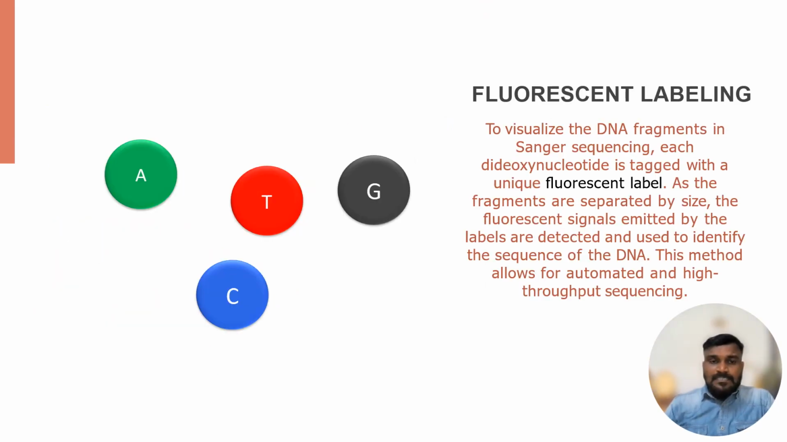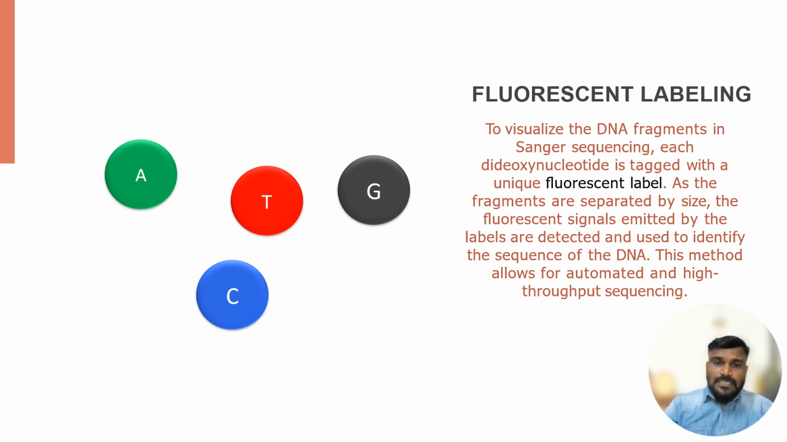Fluorescent labeling is the next concept where these dideoxynucleotides are labeled with unique fluorescent label. For example, A nucleotide is labeled with the green fluorescent dye, T with the red, and C with the blue, and G with the gray dyes.